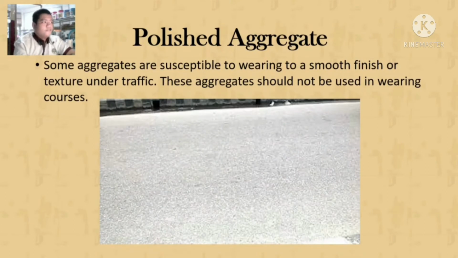Polished aggregate. Some aggregates are susceptible to wearing to a smooth finish or texture under traffic. These aggregates should not be used in wearing courses. If the aggregate polishes, the surface roughness must be restored.